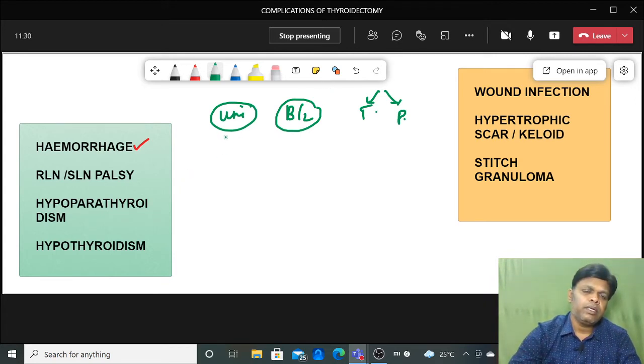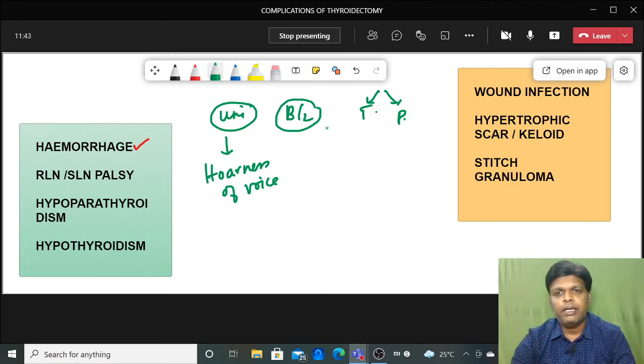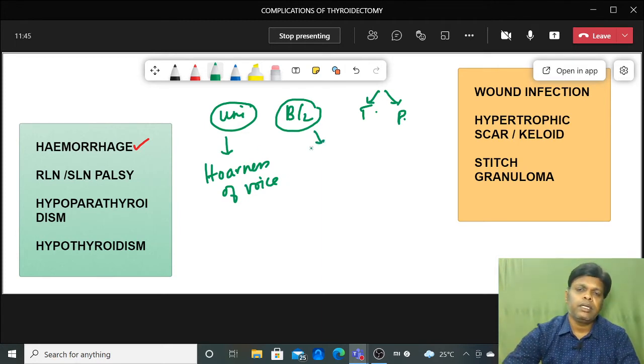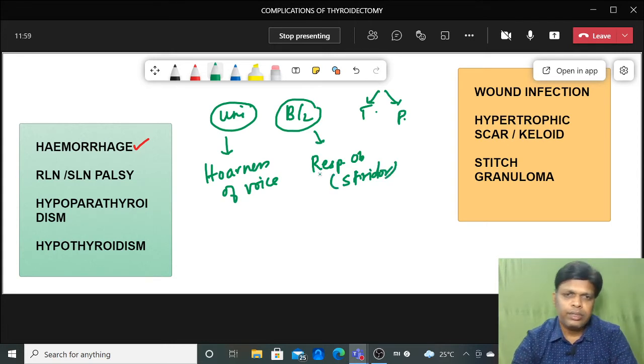Unilateral: what will happen if the recurrent laryngeal nerve is injured? The patient post-operatively will complain of hoarseness of voice. Bilaterally, what will happen? Most of the time the patient will have respiratory obstruction or respiratory distress, presenting with stridor. Okay, so this will be the presentation.